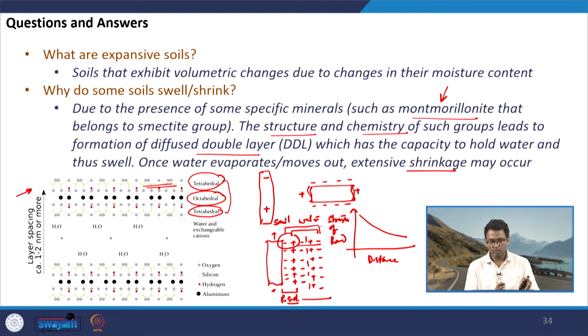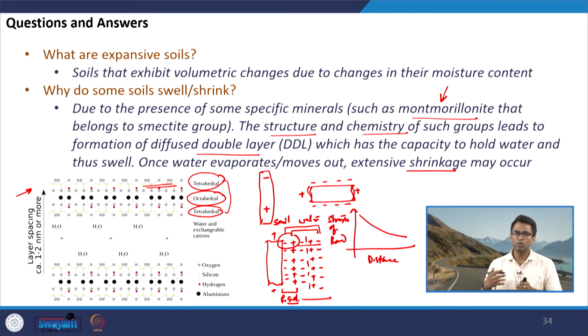This part is composed of two layers: one layer is the rigid part, where it is making a bond with the surface of the clay mineral, and the other part is where the individual water molecules are attached to each other. These two layers combined are called the diffuse double layer.